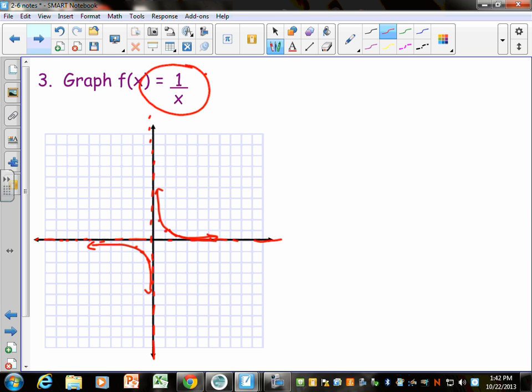Ideally, we could graph these transformations, right? Like if we put a number on the outside, we could move this up or down, left or right. But sometimes these get kind of crazy with the transformations, and you just have to make an XY chart. But that's what we call the parent function. So let's talk about these asymptotes again.